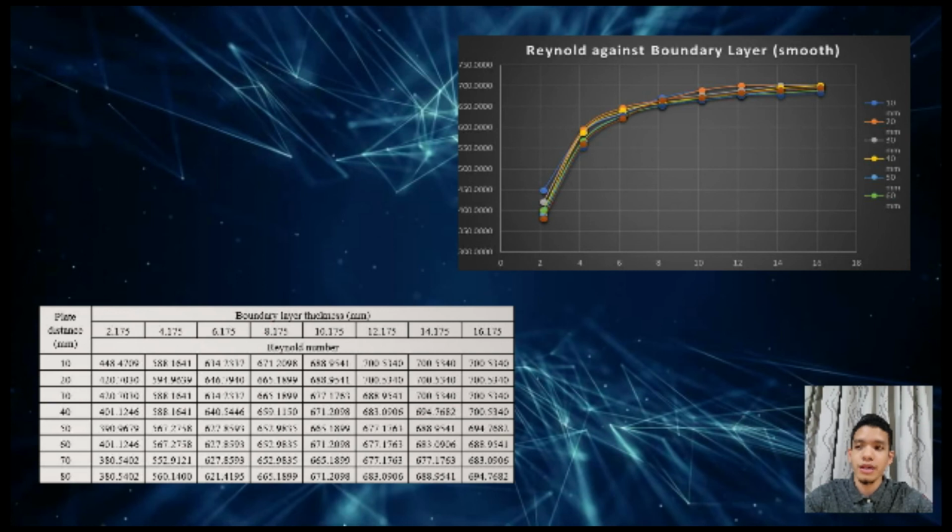From the equation, hence there are flows in laminar and transition regions. Reading the data according to the thickness of the boundary layer, we can only observe a slight difference in Reynolds number with the increasing boundary layer thickness. The range of distance of the plate is sufficient to show laminar flow, which is below 2300.